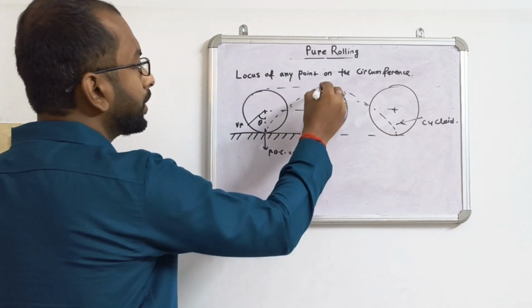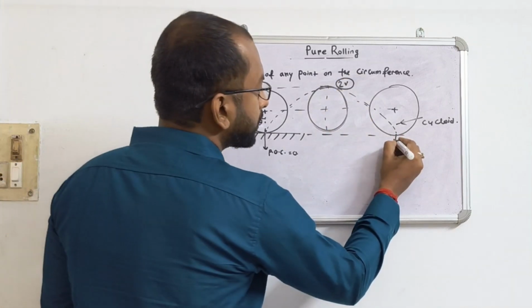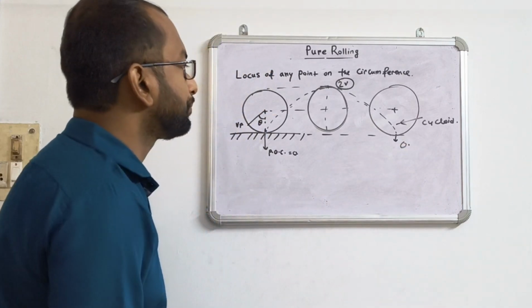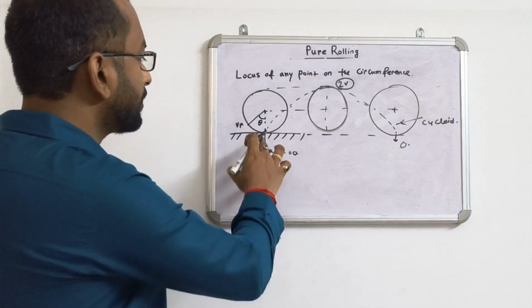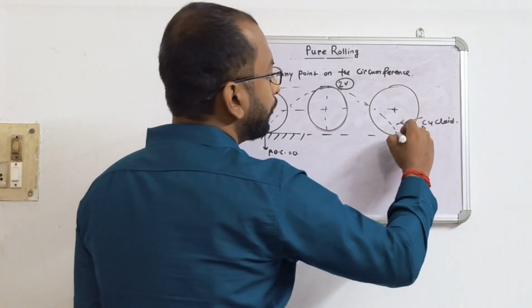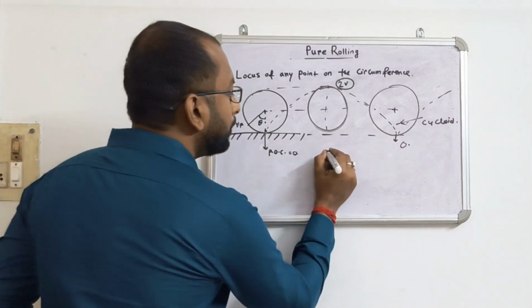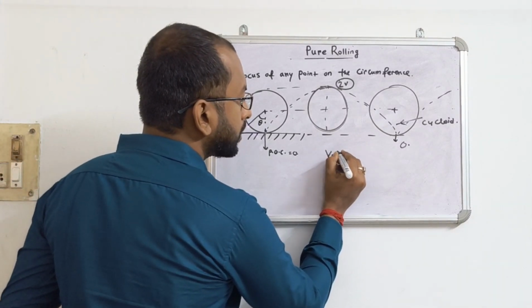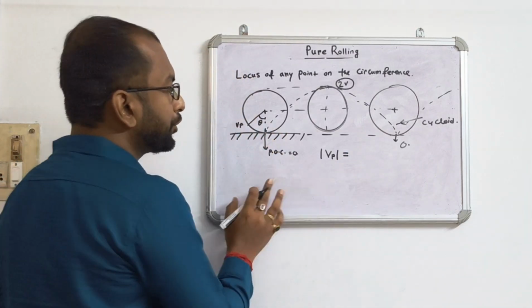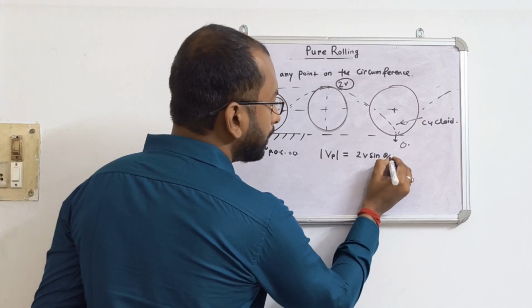So after some point, it will have the velocity of 2v, and after some point when it will again come back as a point of contact, that time the velocity will be 0. So its velocity will vary from 0 to 2v, again to 0, again it will go to 2v when it will again rotate. But we got a general expression that the magnitude of the velocity at any angular position is 2v sine theta by 2.